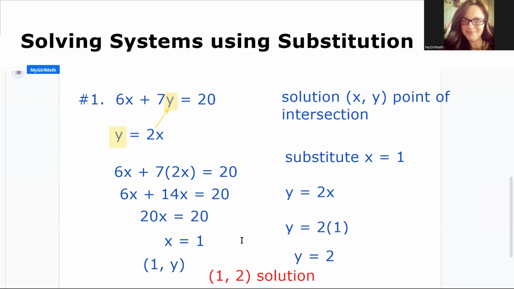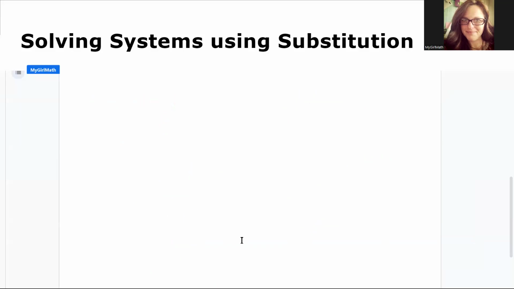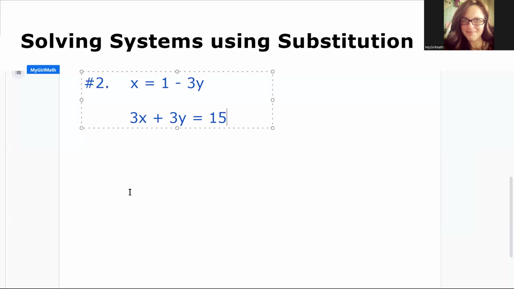Let's take a look at another example. Number 2. Let's solve the system of linear equations. x equals 1 minus 3y, and our second equation, 3x plus 3y is equal to 15.